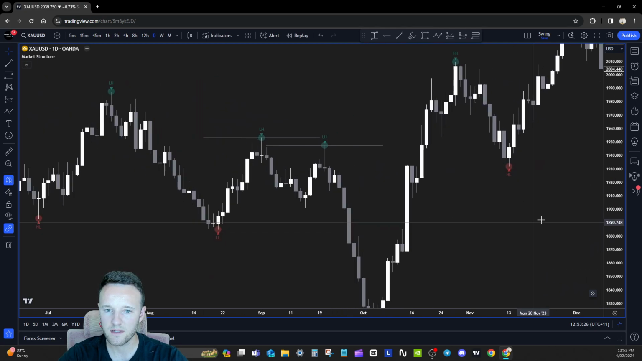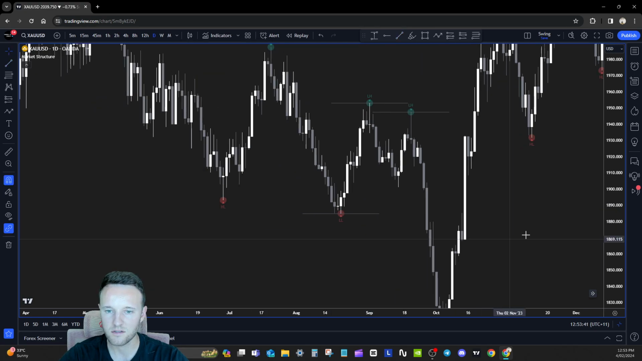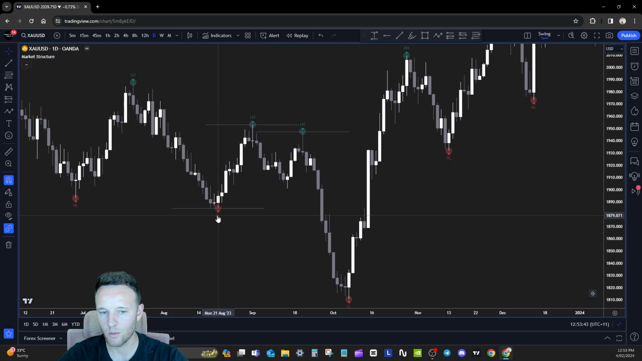Let's try these ones over here. So if we have a low point, a lower low, which it says right here on the indicator, LL, is there a lower candle 12 bars to the left? No, there's not. Is there a lower candle 12 bars to the right? No, there's not. So this is now a valid lower low or low structure point.